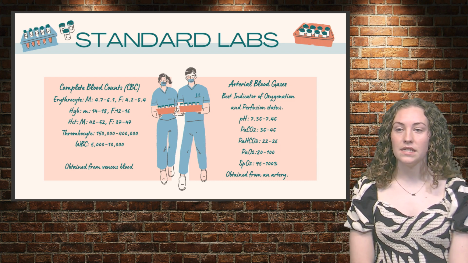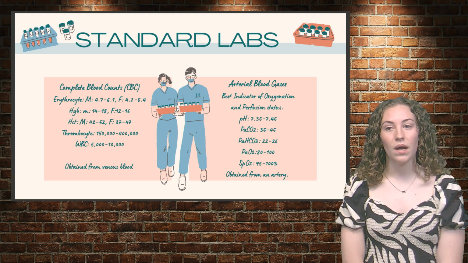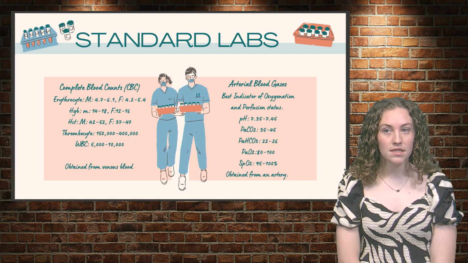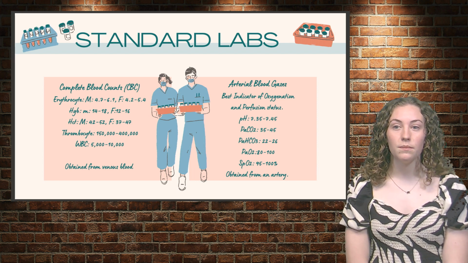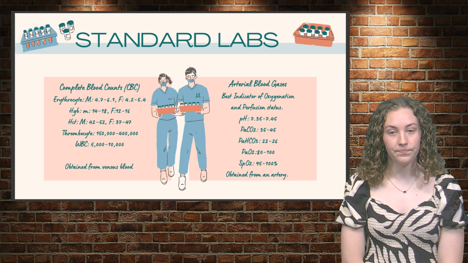With thrombocytes, it is going to be 150 to 400, and white blood counts are going to be 5,000 to 10,000. With a complete blood count, it is going to be obtained from the venous blood.